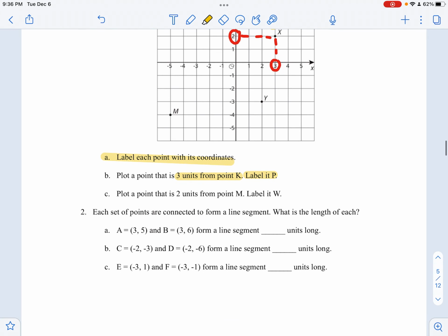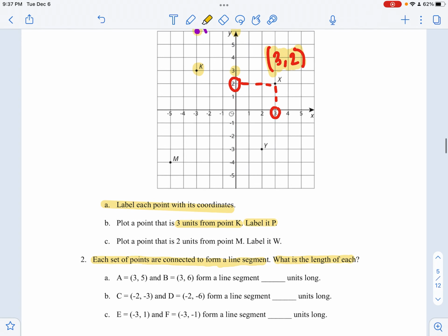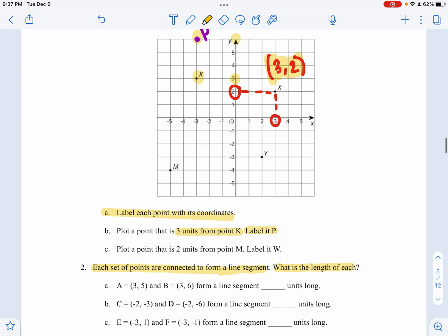In question 2, you're asked to determine the length of a line segment given 2 points. It says, each set of points are connected to form a line segment. What is the length of each? I recommend using the grid from question 1 to help you sketch your answers here. If you have a blank grid or you want to sketch out a blank grid, that works too.